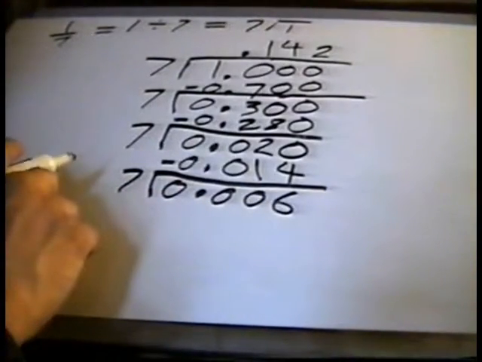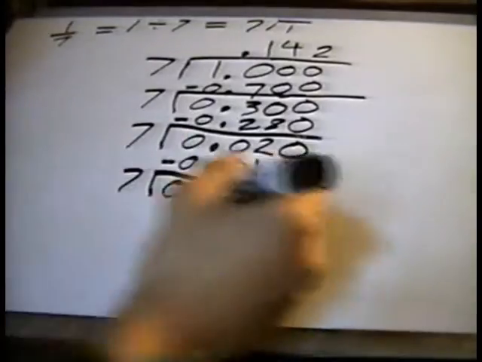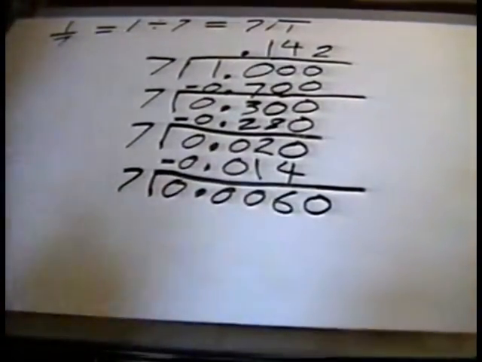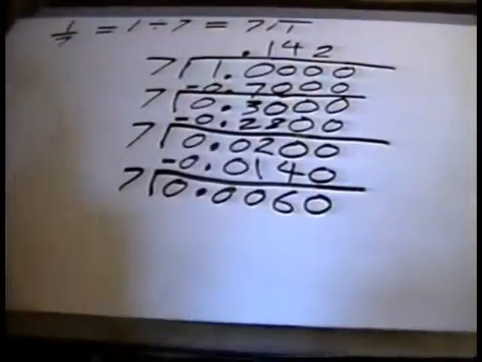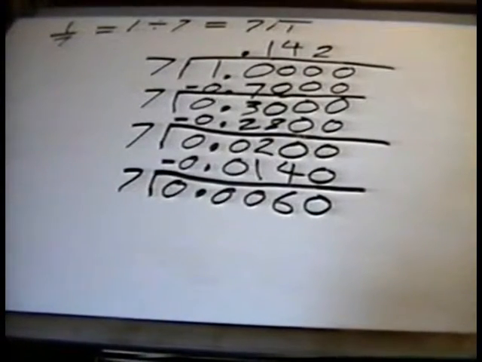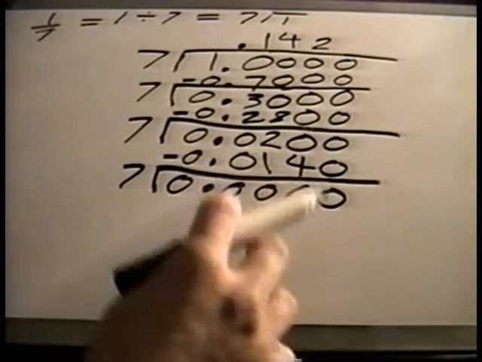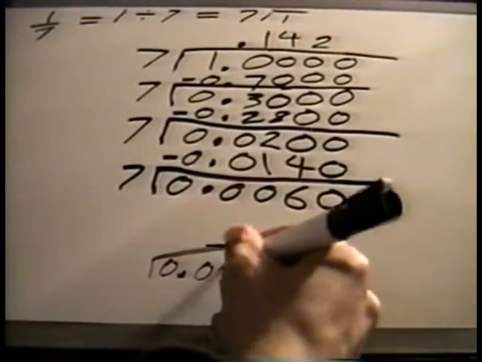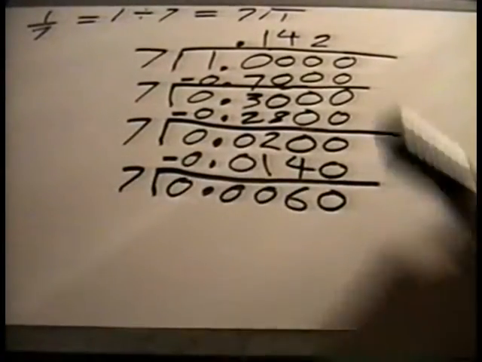Now here we divide 60 by 7. By placing a 0 to the right of 6, we treat it as 60 divided by 7. We add zeros all up the column like so. 60 divided by 7. Now for 60 divided by 7, we treat this, 0.0060 divided by 7, as 60 divided by 7.